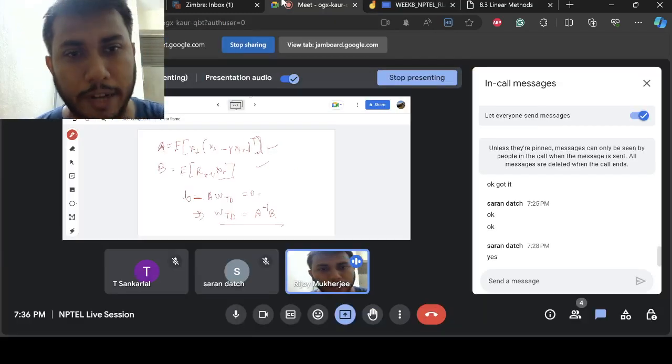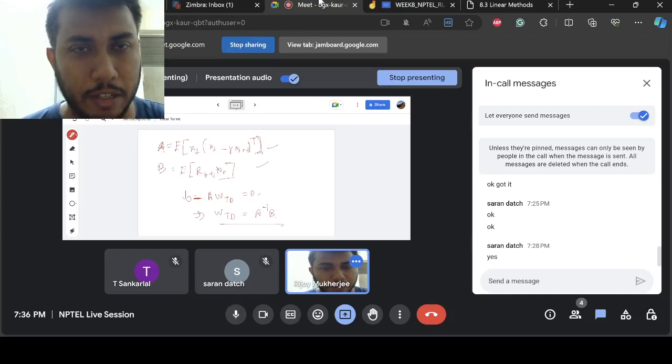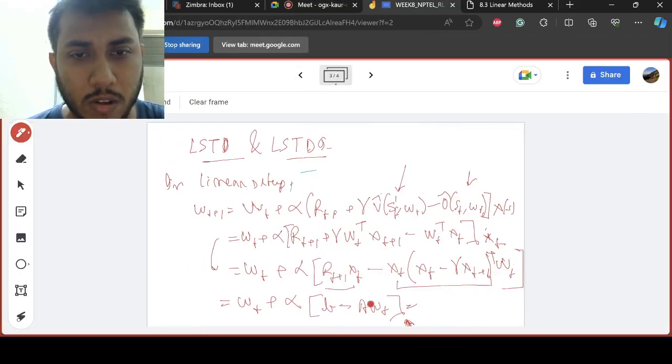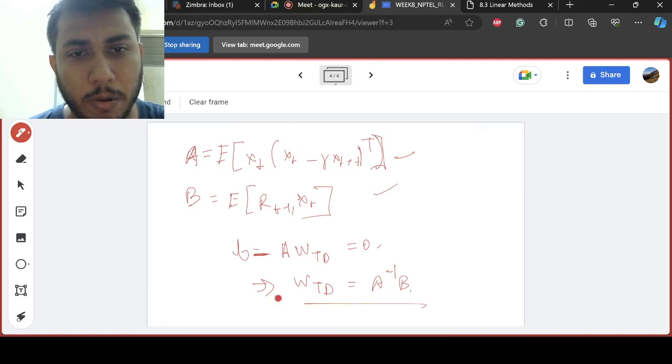This is what you want to find. This will be your final weight matrix, right? So basically you are computing this to be 0, you want this to be as close as possible to 0. So you have to compute this WTD.